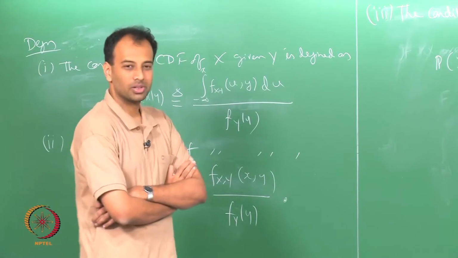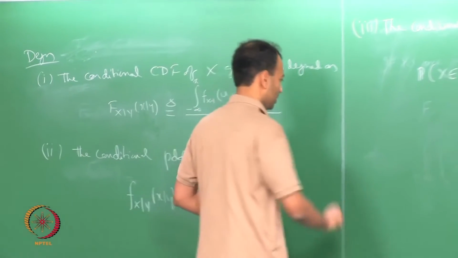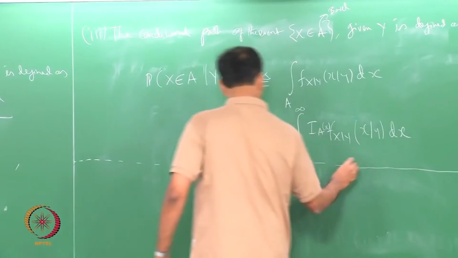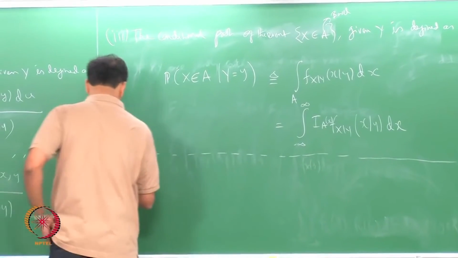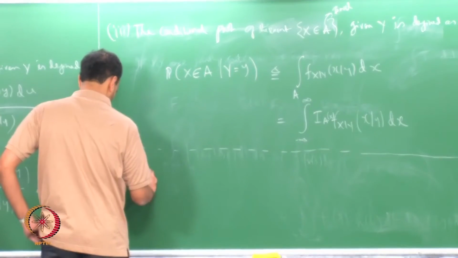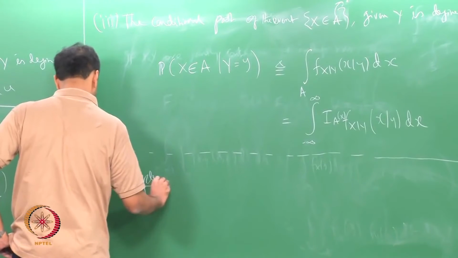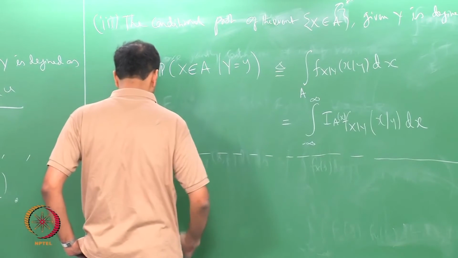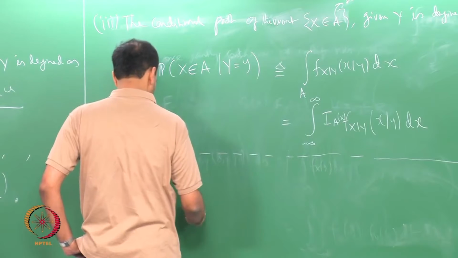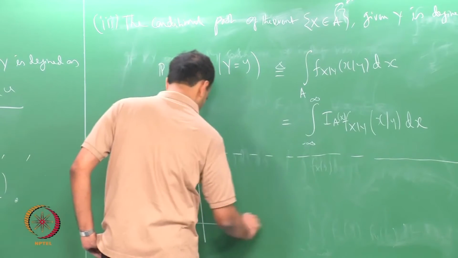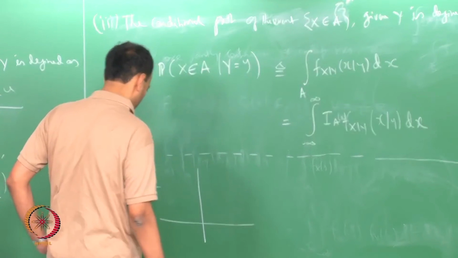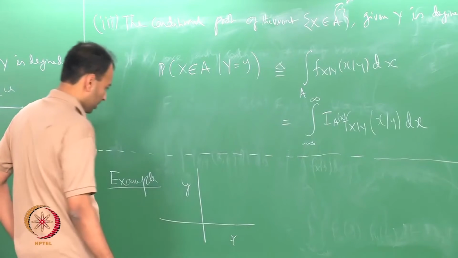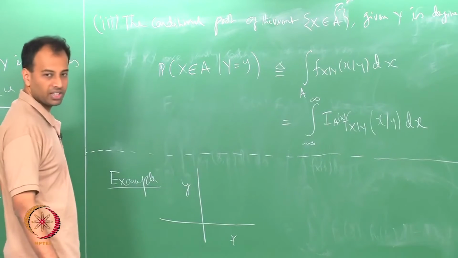So let me do an example. Okay, so I will do some very simple example. So let us say, let us take the following distribution. So let me define the joint PDF.